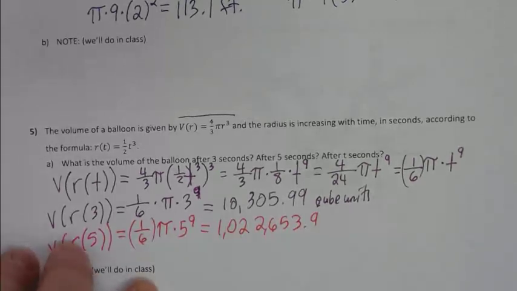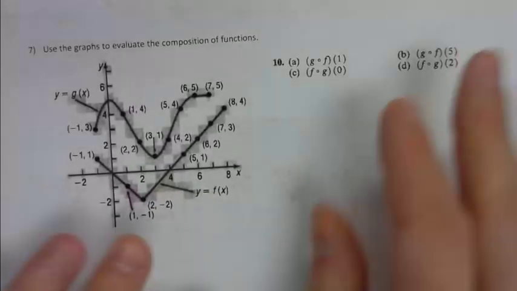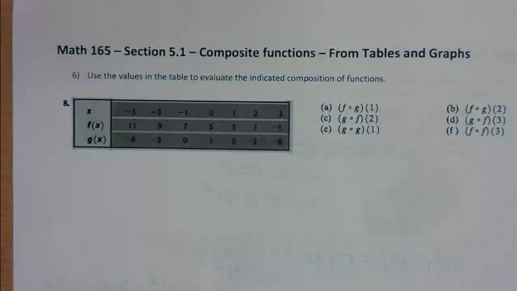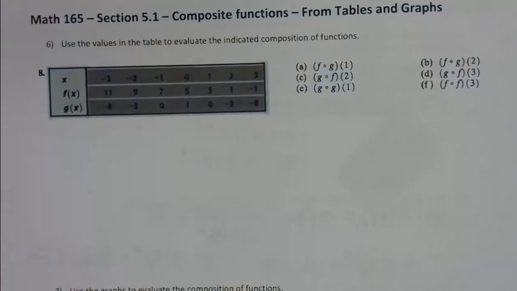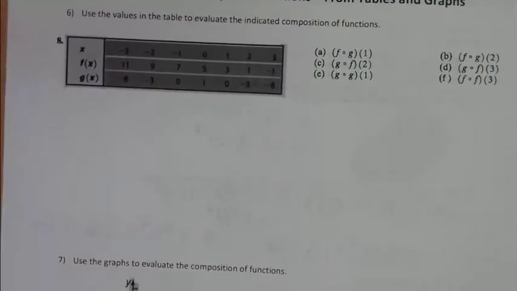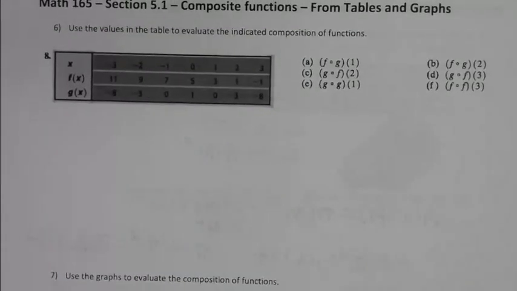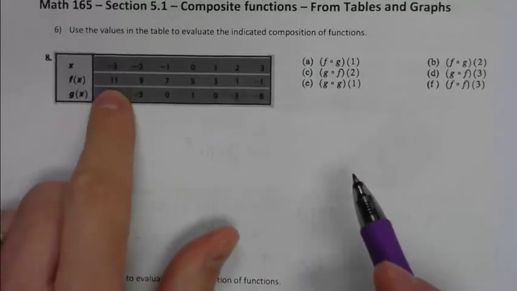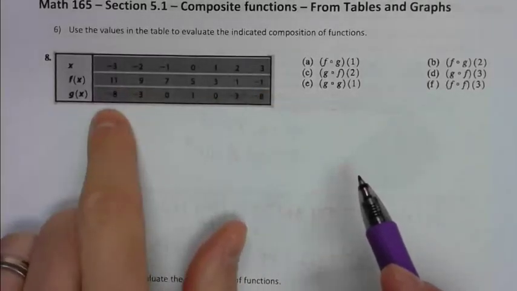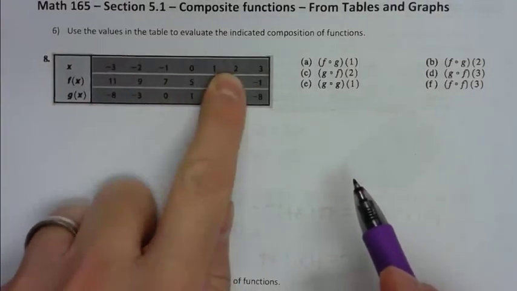Moving right along, in some cases you'll be looking at function composition using tables instead of just functions. And so we have an example here of a table where we have inputs and we have outputs for f, and then we have outputs for g based on those same inputs.